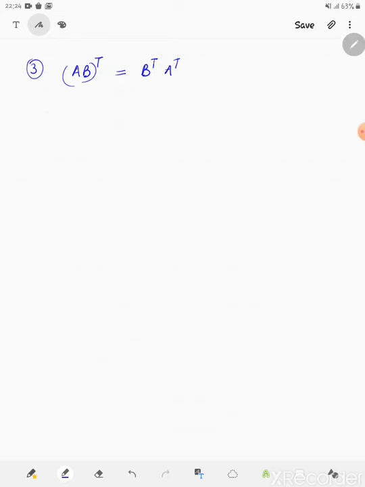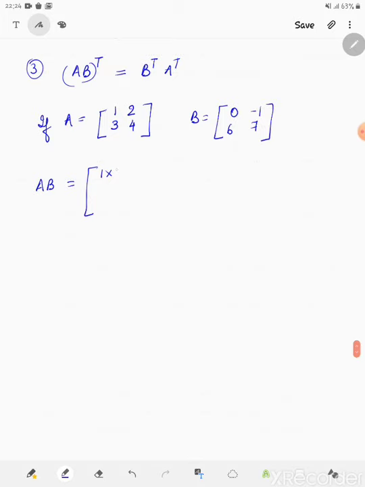Let us again prove this out. Say suppose A is equal to 1, 2, 3, 4 and B is equal to 0, -1, 6 and 7. Let us verify this property. So what would A into B become? So AB is equal to 1 into 0 plus 2 into 6. Again 1 into -1 plus 2 into 7.